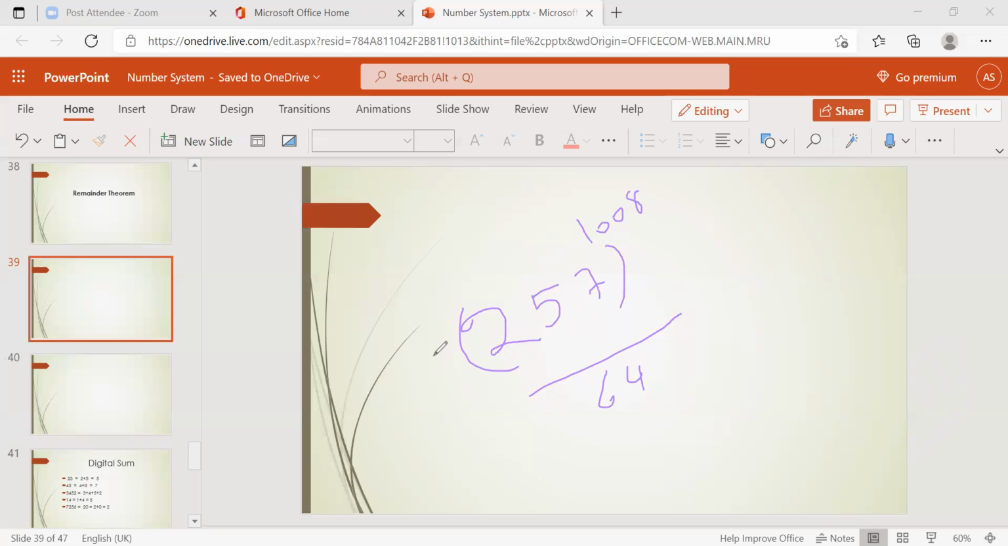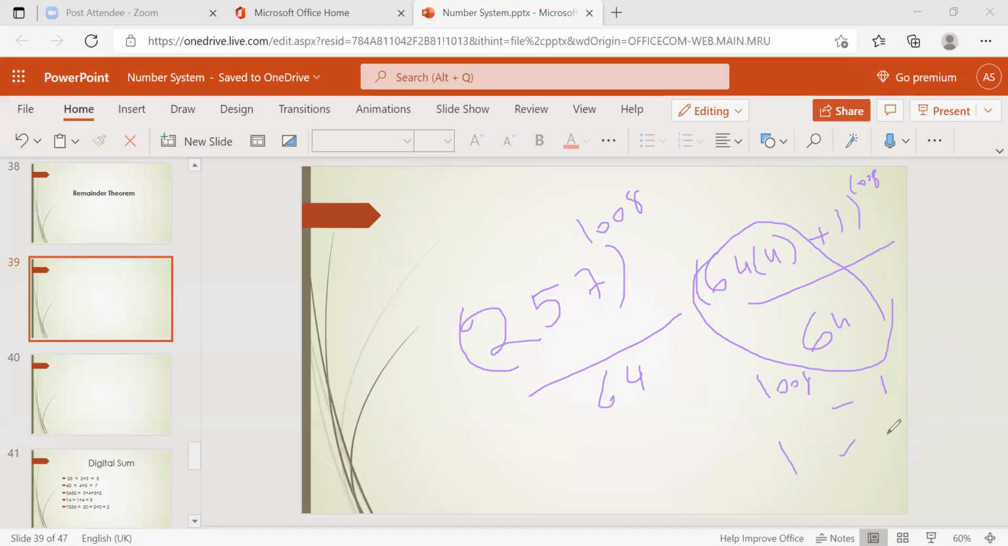So let's take 256 and 257, 257 is 256 plus 1. 256 is 64 into 4, so 64 into 4 plus 1 by 64, right? So I can write this in the format 64 into x plus 1, whole power 1008. So this will be completely, exactly divisible and this will be 1 power 1008. Its remainder is 1. Remainder is 1, right?